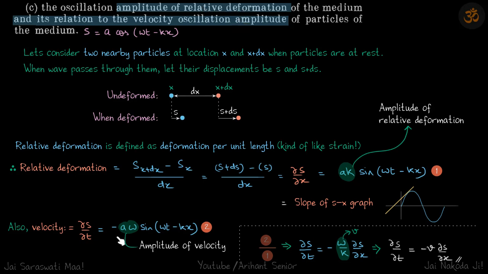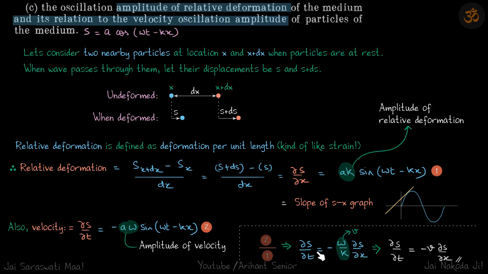Now they want us to relate it with the velocity oscillation amplitude. To find the velocity, let's differentiate this with respect to time. So ∂s by ∂t will be minus aω sin(ωt − kx). Here aω is the amplitude of velocity, which he wants us to relate with relative deformation. You can already see that the sin(ωt − kx) term is there in both. So let's just divide 2 and 1.